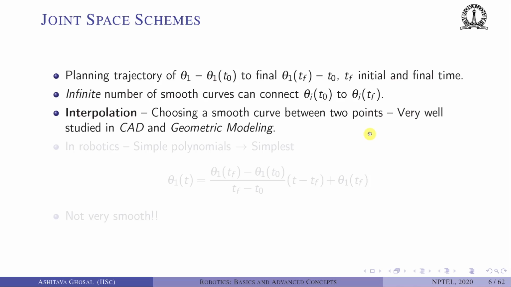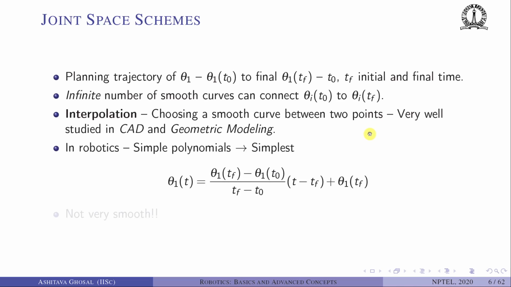In robotics, we will look at the simplest possible manipulators. And what is the simplest possible polynomial? It is a linear polynomial between 2 given points. So theta 1 of t can be represented as theta 1 tf minus theta 1 t0, divided by tf minus t0, into t minus tf, plus theta 1 tf. This quantity is like the slope of the straight line connecting theta 1 tf and theta 1 t0. This is not very smooth, as we will see in the next slide.